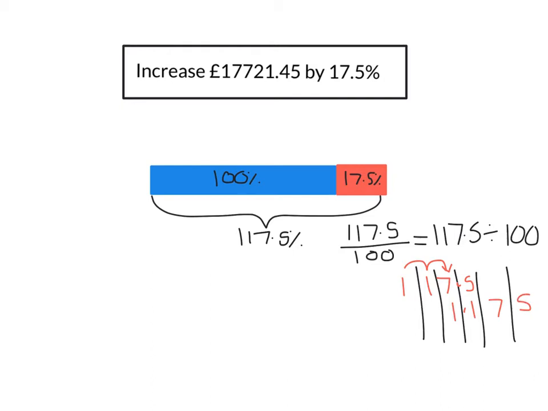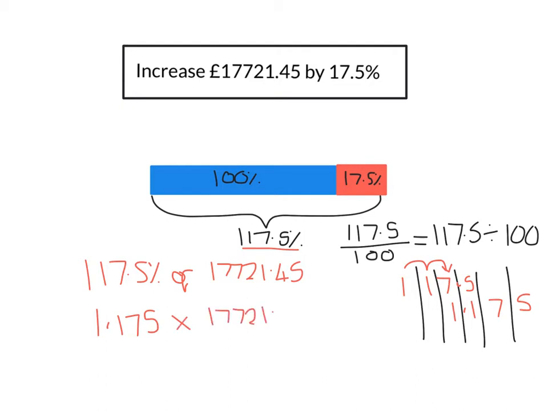So remember, what we were trying to find was 117.5% of 17721.45. That's what we were trying to find because that was our percentage after the increase. I've turned it into my decimal multiplier, so it's 1.175. Of in maths is times 17721.45. I can pop that on my calculator now.